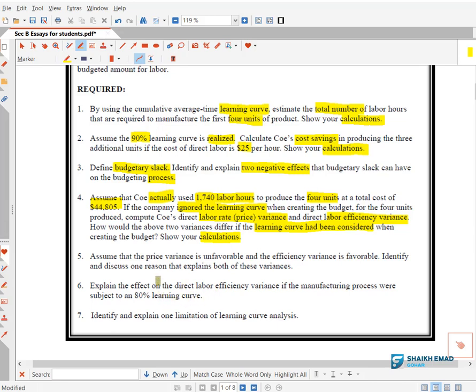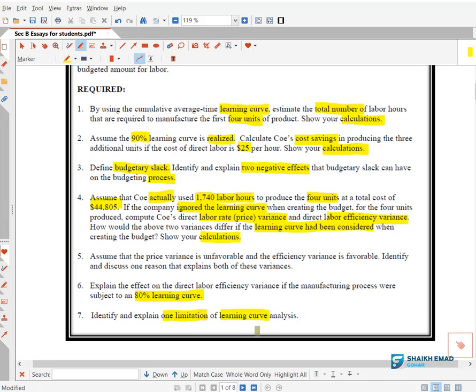Then they say explain the effect on the labor efficiency variance if there is an 80% learning curve. Because before they were talking about 90%, now they are talking about 80%, and they are asking what will be the effect. Please note, in the earlier requirements they told you calculation, calculation, calculation. Here they are not saying calculation. So please don't calculate. Getting it? You just need to write a sentence. No calculation is needed. Identify and explain one limitation of the learning curve.